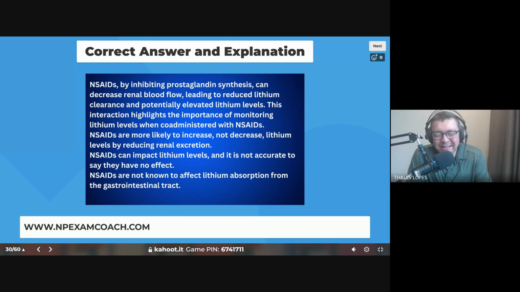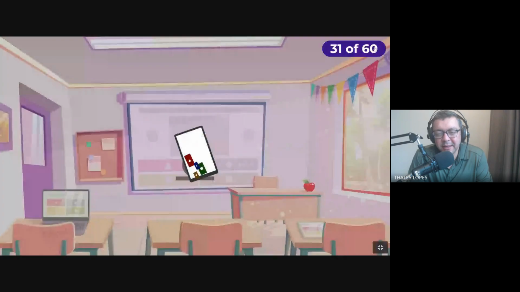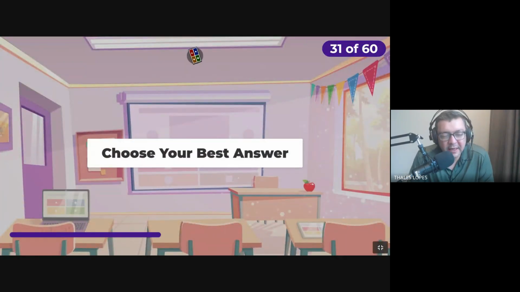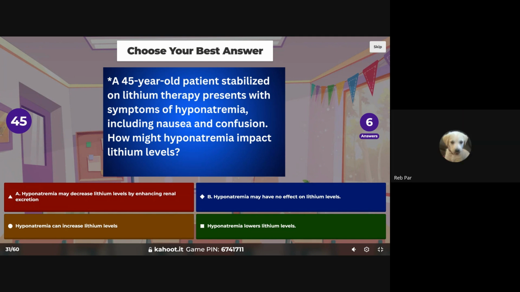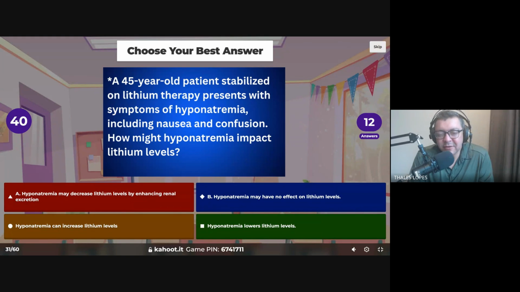High yield: NSAID and lithium do not go together, okay? For the test. In practice, that doesn't even apply. It's not even a consideration. A lot of things we talk about here do not apply in practice, okay? So hyponatremia is expected, but not nausea and confusion.